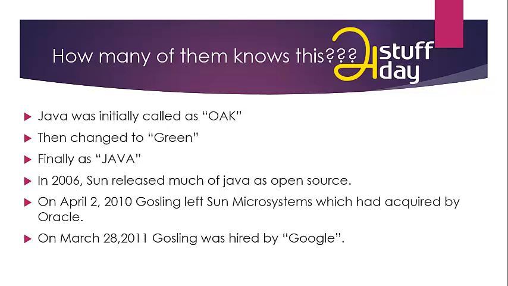In 2006, Sun released much of the Java as open source, and on April 2, 2010, Gosling left Sun Microsystems, which was acquired by Oracle. On March 28, 2011, Gosling was hired by Google, and he just blogged in his page.